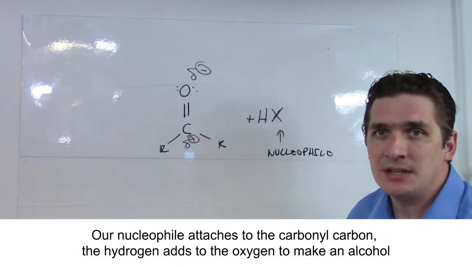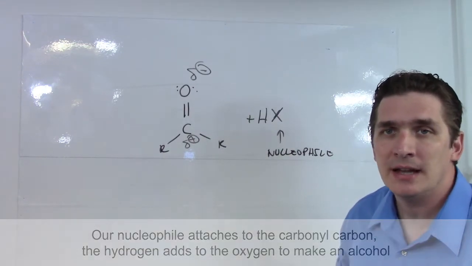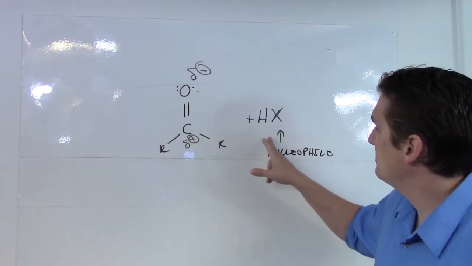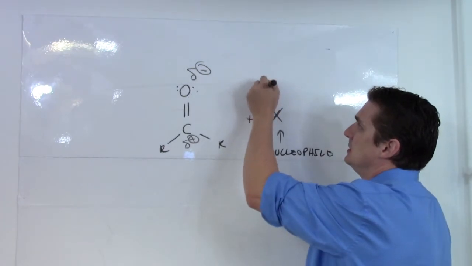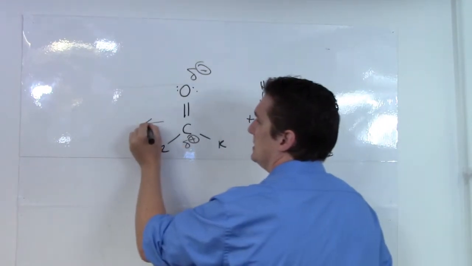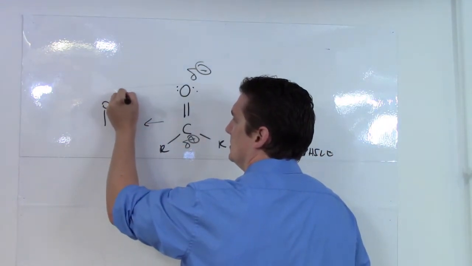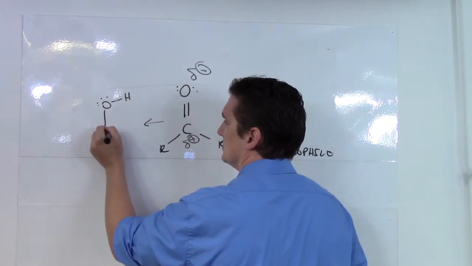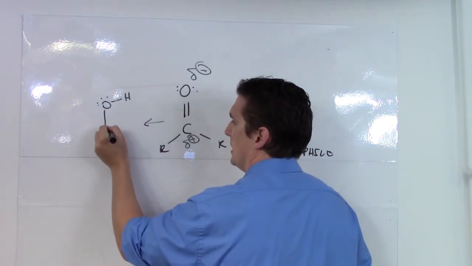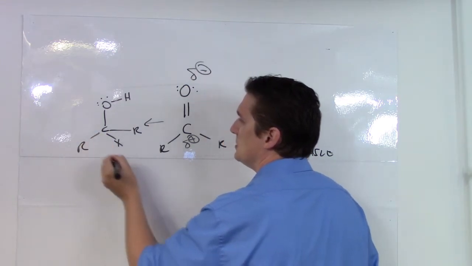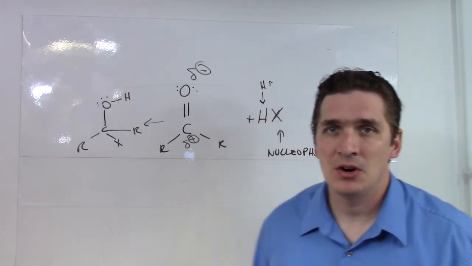So every single time we add to an aldehyde or ketone, the positive part of this molecule, the hydrogen, the H+, is going to get added to the oxygen. And whatever our X is, whatever our nucleophile is, that's going to get added to the carbonyl carbon.